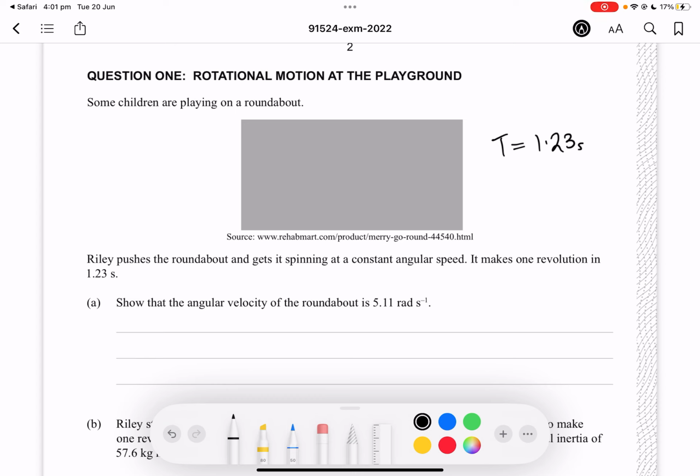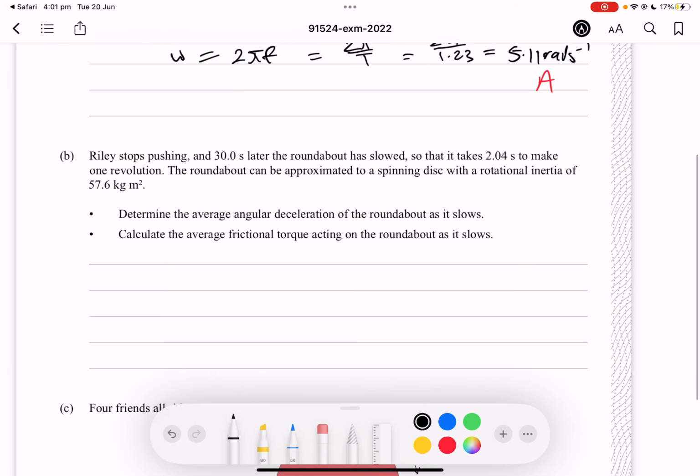We know that the period is 1.23 seconds, and we know that the angular velocity is equal to 2 pi f, and it's also equal to 2 pi over T. So this will just be 2 pi over 1.23, and that should be equal to 5.11 radians per second. And this is an achieved level question. So if you can get the correct answer here, that will be an achieved grade for that question.